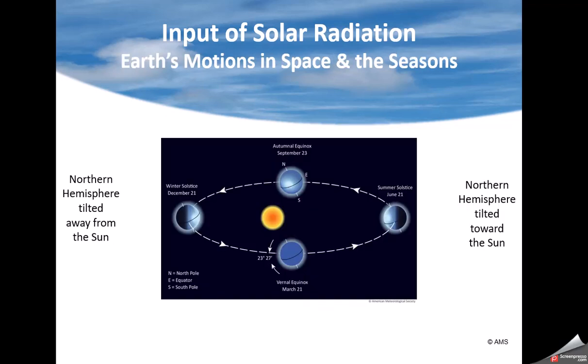And you can see here, the Earth's tilt is the same. It never changes. It's 23.5 degrees. However, depending on where it is in its orbit around the sun, huge difference on how that sun is hitting the Earth.